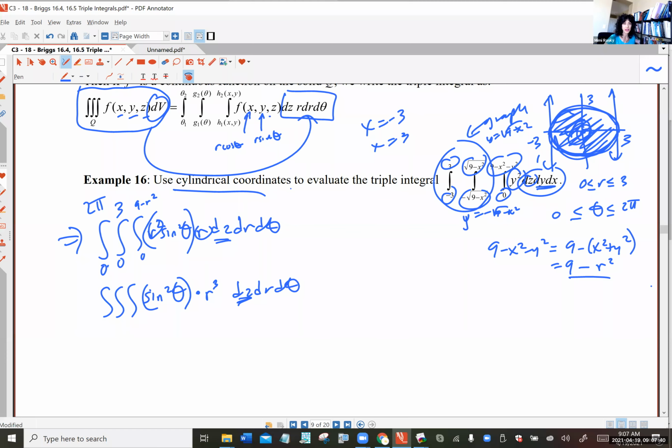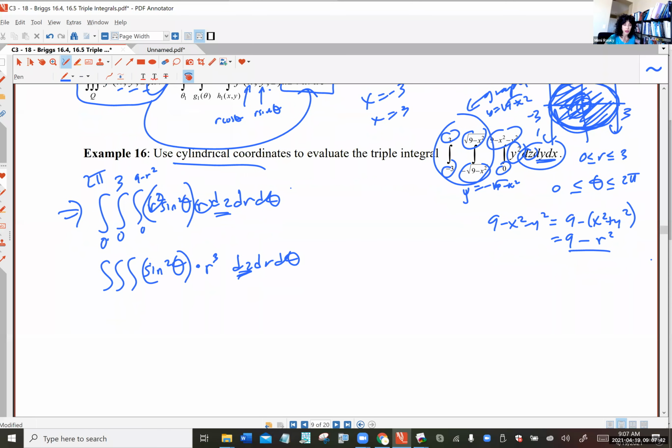Integrate with respect to z. That means you're going to hold r and theta constant. So sine squared theta r cubed just looks like a constant. Okay, fine. So just kind of move it over to the side there. And so the antiderivative is just going to be that constant multiplied with z. And z is going to go from 0 to 9 minus r squared.